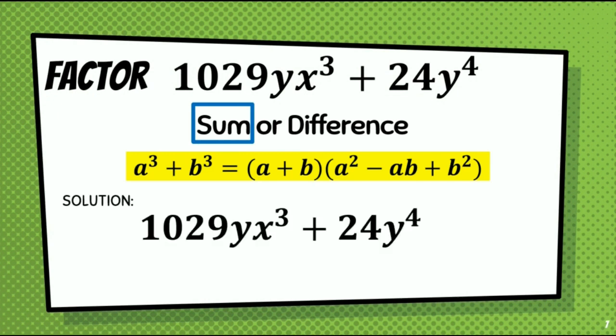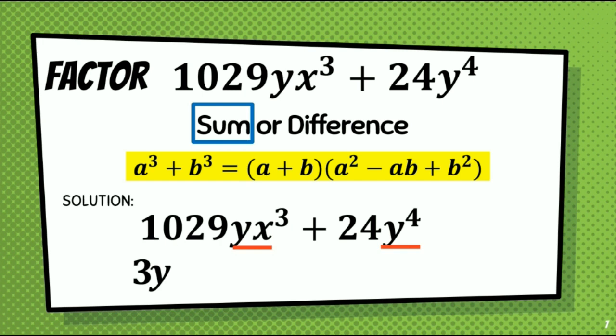First, observe again if the terms have common monomial factor. Our terms have common monomial factor. 1029 and 24. Their common factor is 3. While the literal coefficient is y.